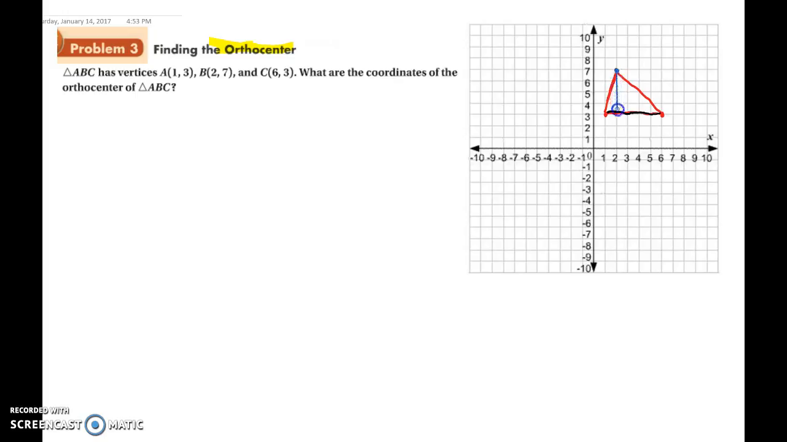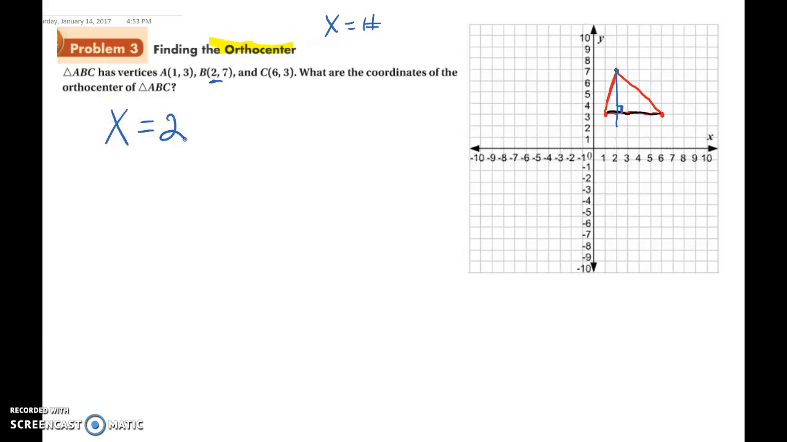All right, so we need this line here. Now, the blue line, when it's a vertical line, we know that that is an equation of x is equal to some number. And since it passes through the point (2, 7), we know that that blue line has to have an equation of x is equal to 2.